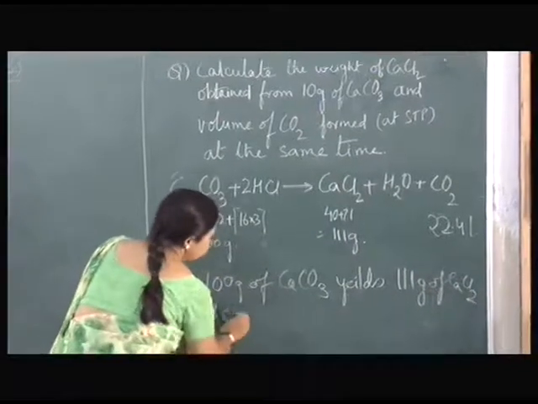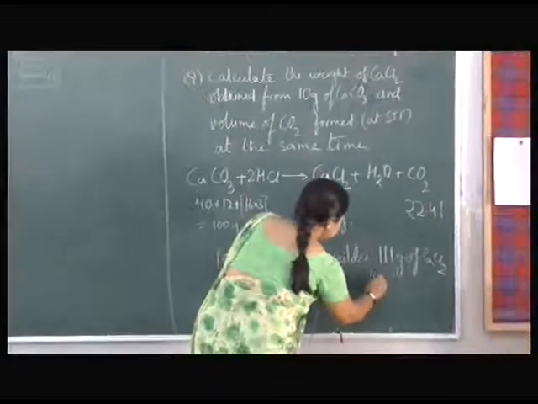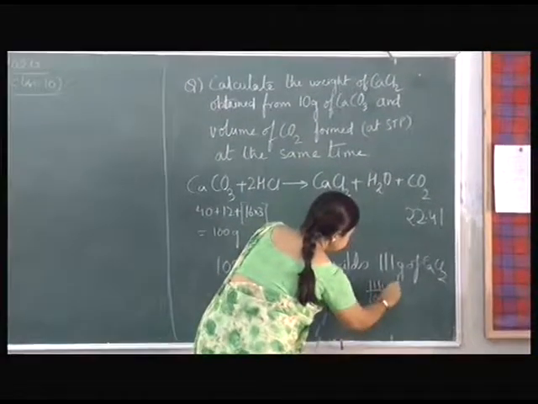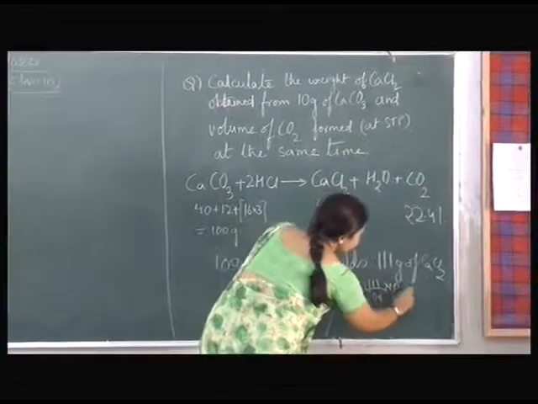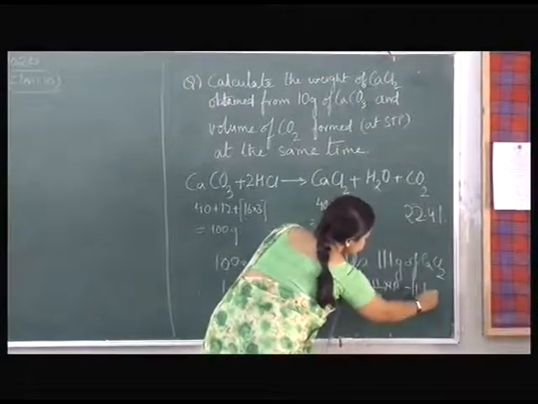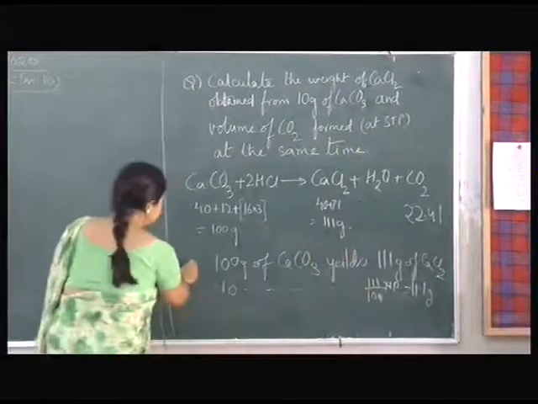Therefore, 10 grams of calcium carbonate will yield 11.1 gram. That's the first question.